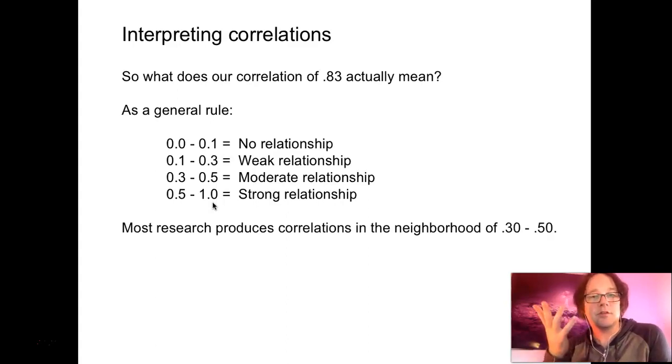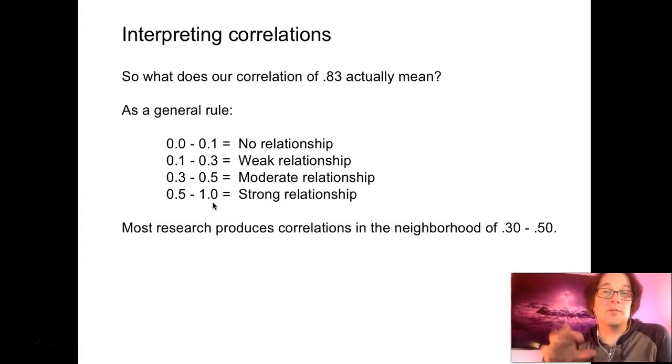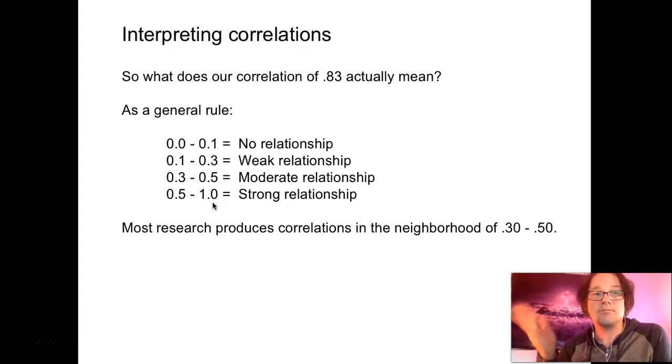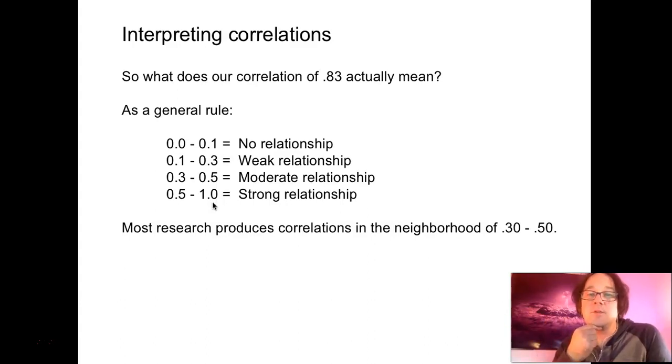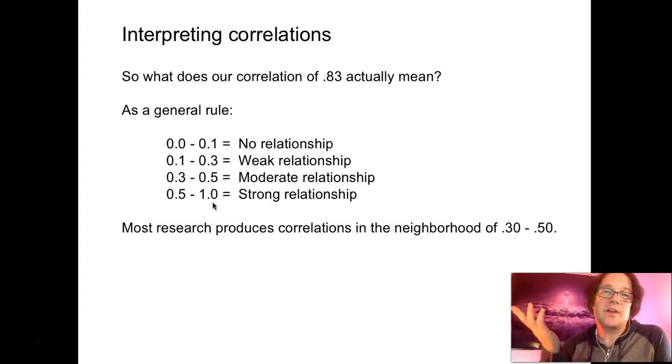Most research produces correlation coefficients in the neighborhood of 0.3 to 0.5. So typically speaking, when we're doing correlational research or doing these stats, we're ending up with moderate effect size, essentially, right? Moderate strength correlations there.